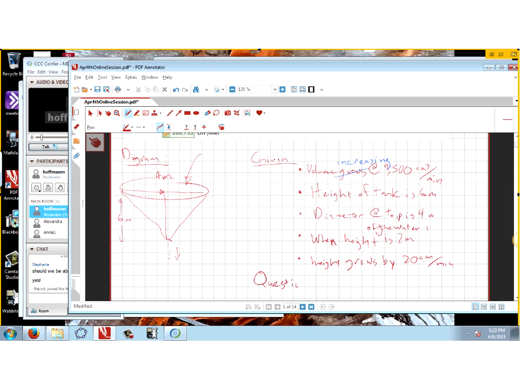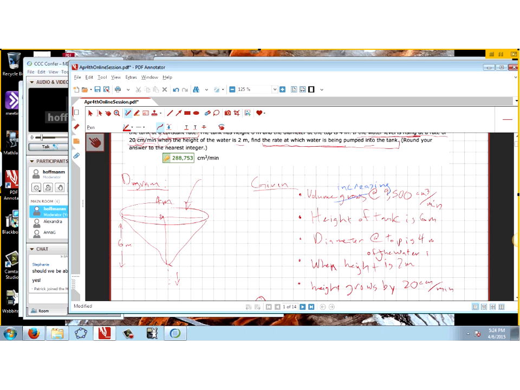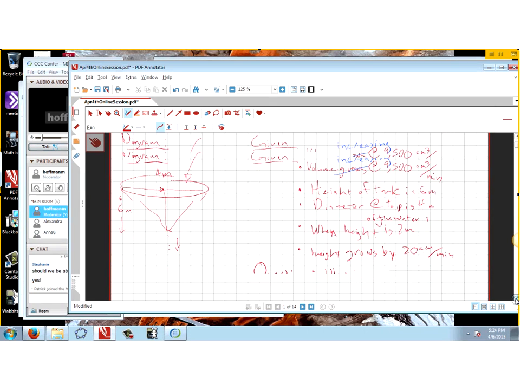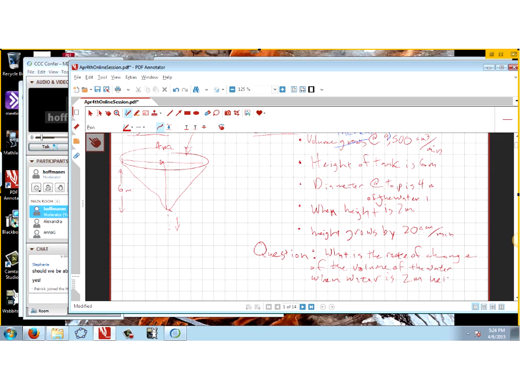Now I want to make sure I know what I'm looking for. This is important. What's the question? The question is, find the rate at which water is being pumped into the tank. Knowing that what they mean by water is volume, then I know that what I want is the rate of change of the volume of the water when the water is 2 meters high.